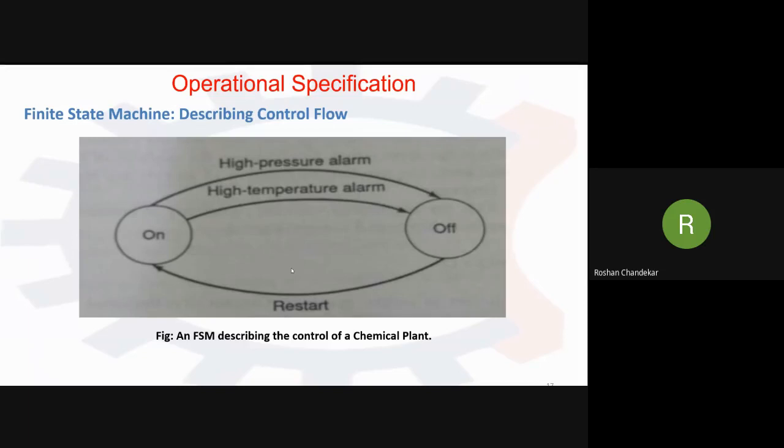If high pressure and high temperature are there beyond the appropriate signal, then only the alarm goes on and the system is off. After monitoring, when the temperature is at the set level of appropriate value, only then do I restart my plant and again take production of the chemical. So that is how the finite state machine controls the chemical plant and gives the flow of how it works.